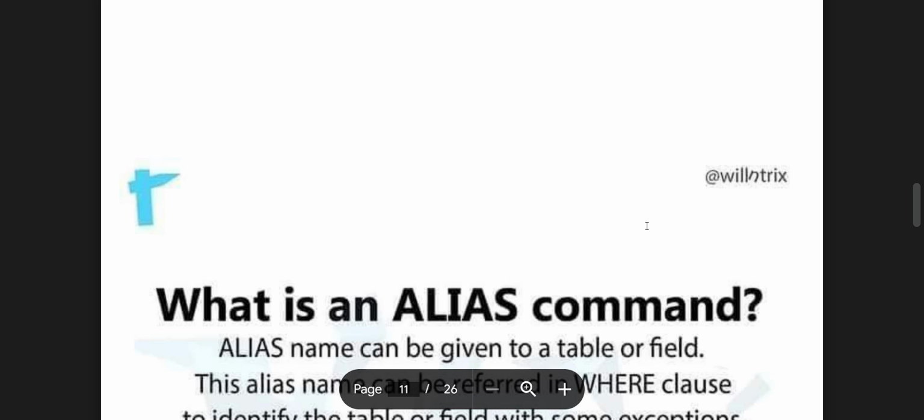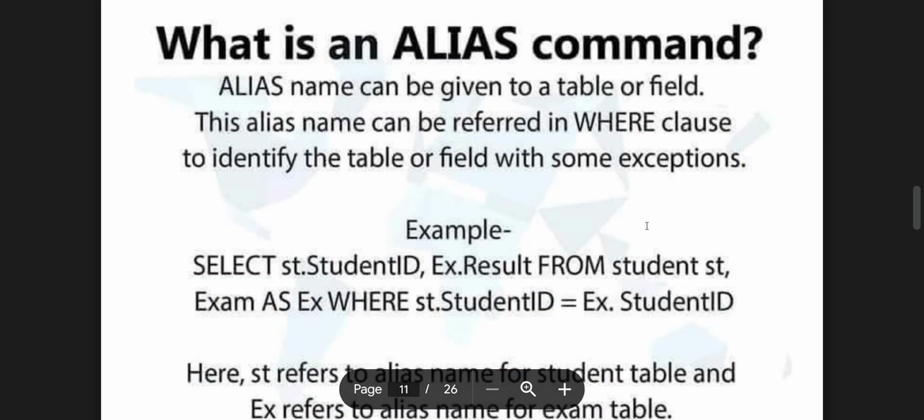What is an alias command? The alias name can be given to a table or a field. This alias name can be referred to in the WHERE clause to identify the table or a field, with some exceptions. Example: select ST.student_ID, EX.result from student ST, exam EX where ST.student_ID = EX.student_ID. Here, ST refers to the alias name of the student table and EX refers to the alias name for the exam table.